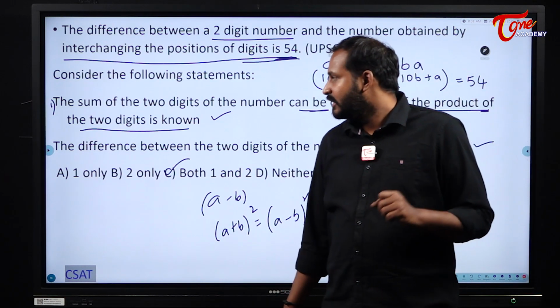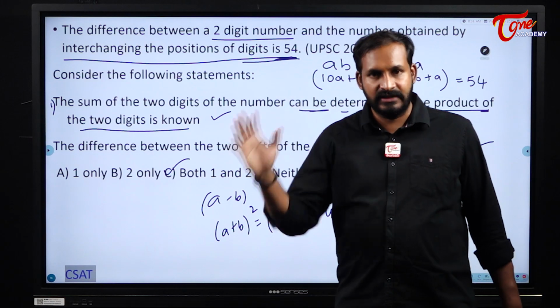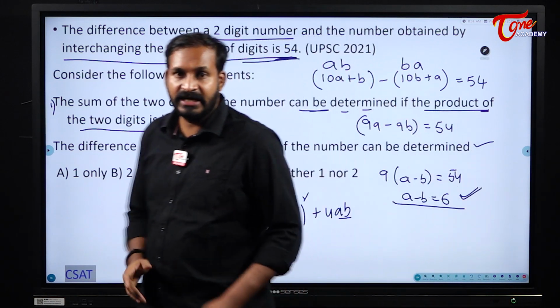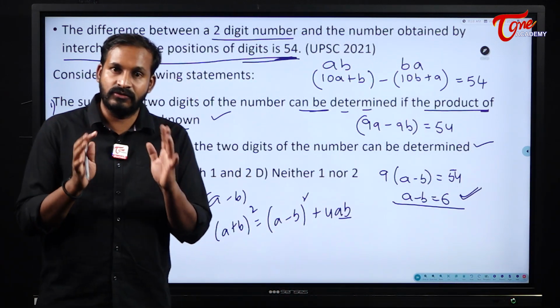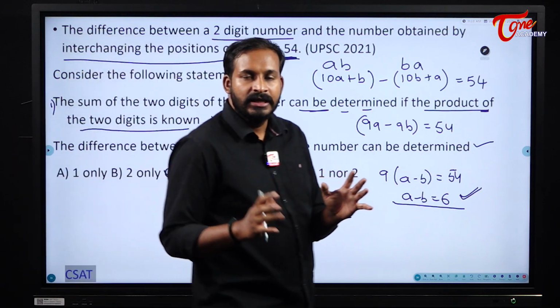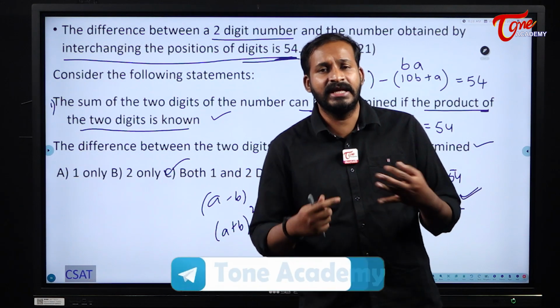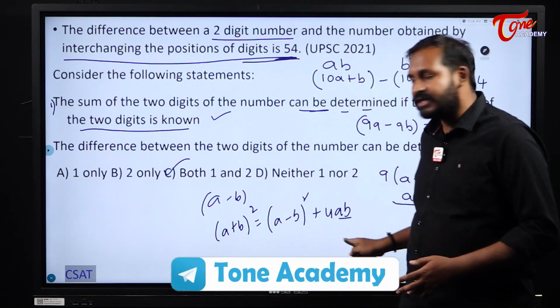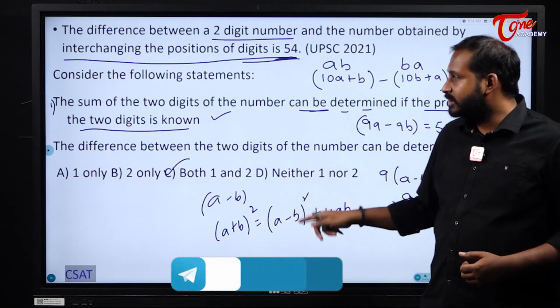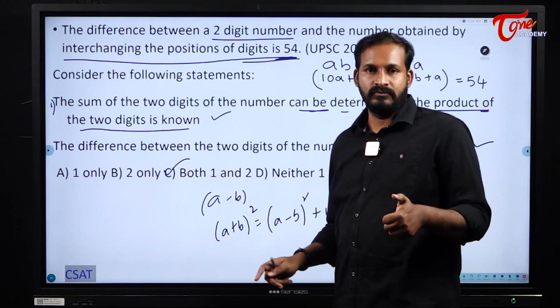See here students, already in the question A minus B was given indirectly. So, we should know that one. And along with that A minus B, if AB is given, then easily you can find A plus B, right? By substituting in this. Because of that reason, the first one is also true.